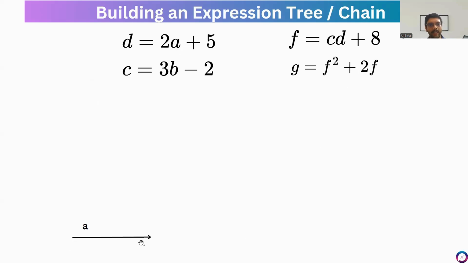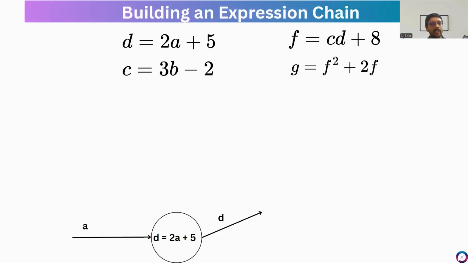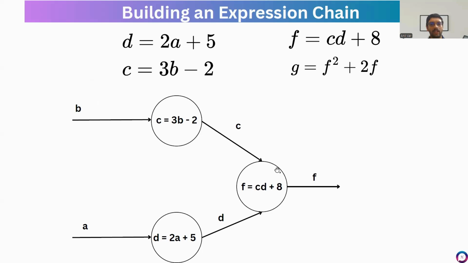So I'm saying an input A goes into an expression here, D is 2A plus 5. These circles indicate some computation, and it's giving out D. Take another one for B: C is 3B minus 2, and it gives you C. What happens next? We have F. F is C times D plus 8. F comes out and we're left with G. G is F squared plus 2F, and G is what comes out.